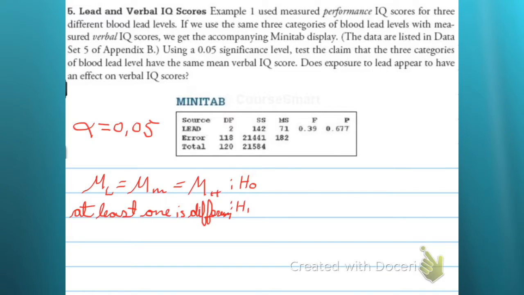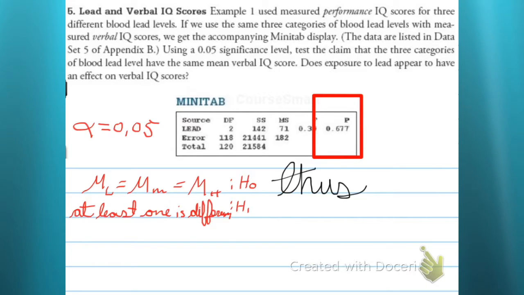What number are we looking at? Oh, we're looking at the P value. P is 0.677. Is P smaller than 0.05? No, P is greater. So what? Fail to reject. Therefore, we fail to reject. Thus, we fail to reject.